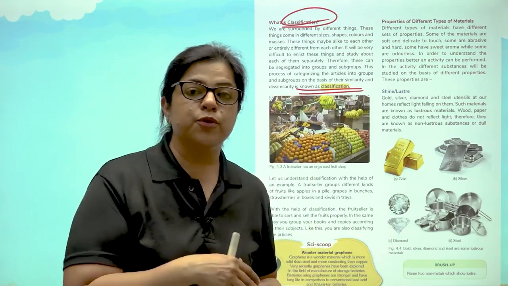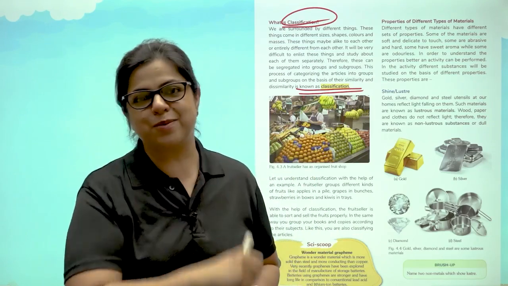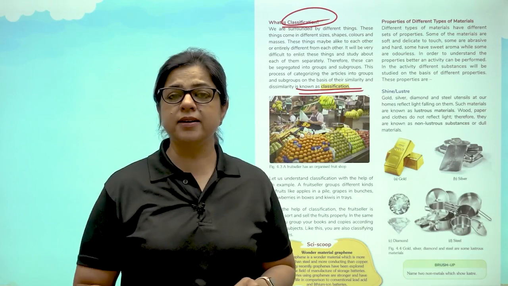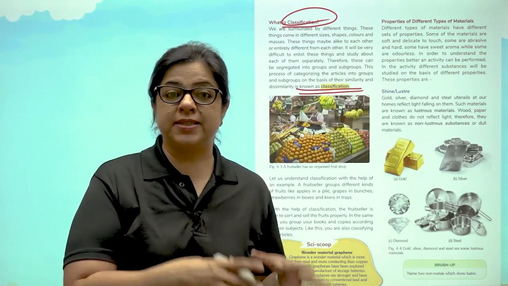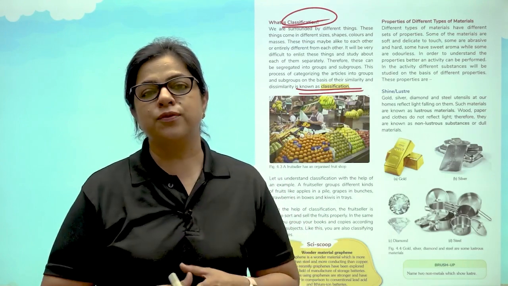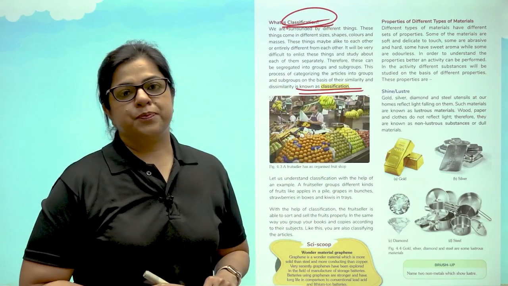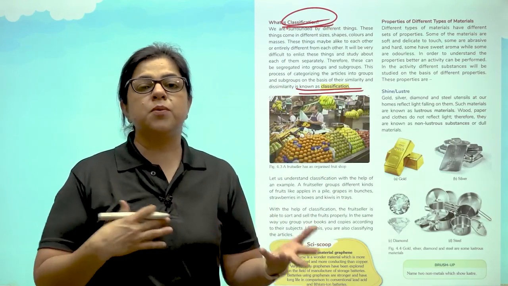Similarly, when you look for a pencil in your bag, you exactly reach out for the pencil box. So you understand why keeping things of the same kind together is important. And what is this keeping together of things? It is known as classification. Now, this was about our daily life.